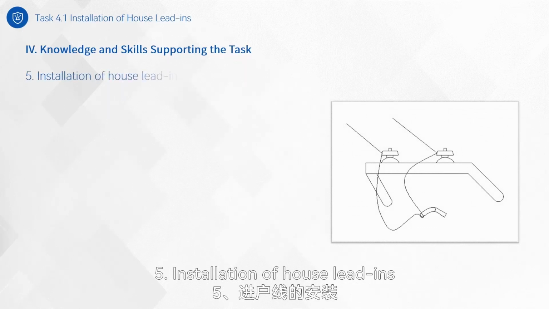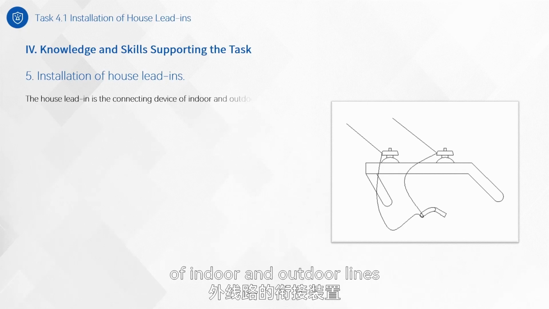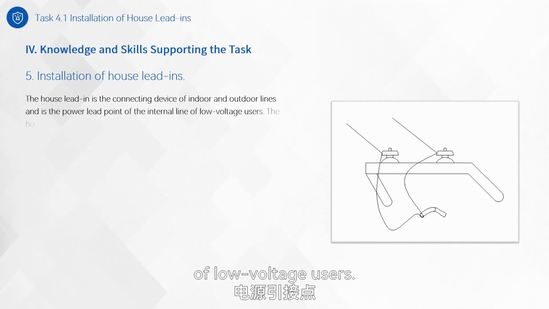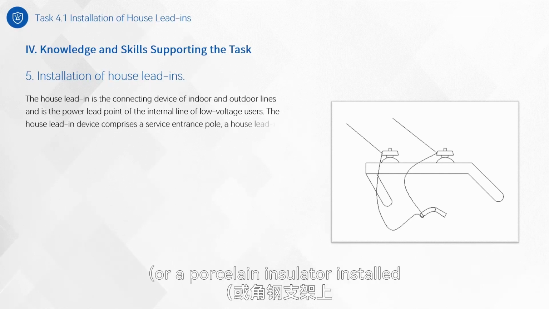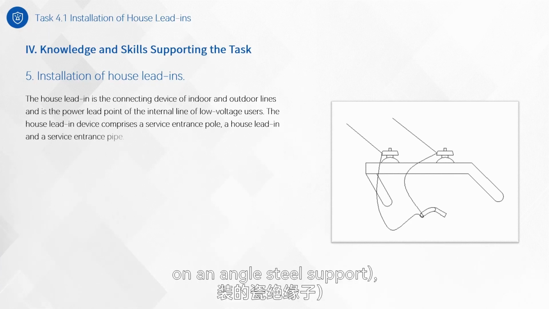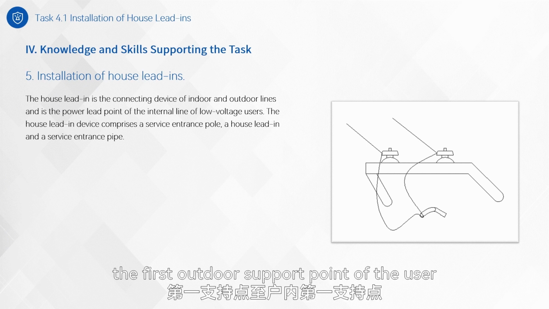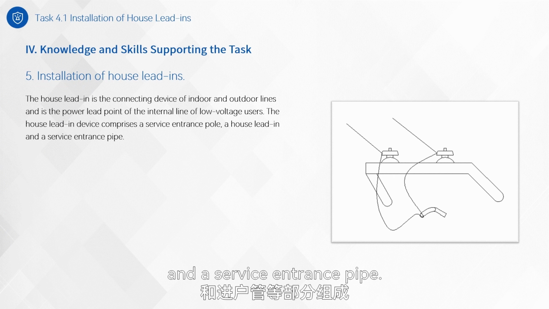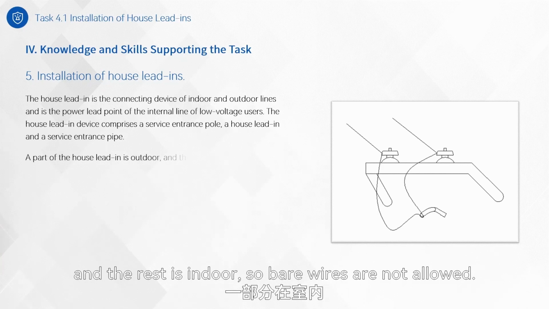5. Installation of house lead-ins. The house lead-in is the connecting device of indoor and outdoor lines, and is the power lead point of the internal line of low-voltage users. The house lead-in device comprises a service entrance pole or a porcelain insulator installed on an angle steel support, a house lead-in, a connecting insulated wire from the first outdoor support point of the user to the first indoor support point, and a service entrance pipe. A part of the house lead-in is outdoor, and the rest is indoor, so bare wires are not allowed.